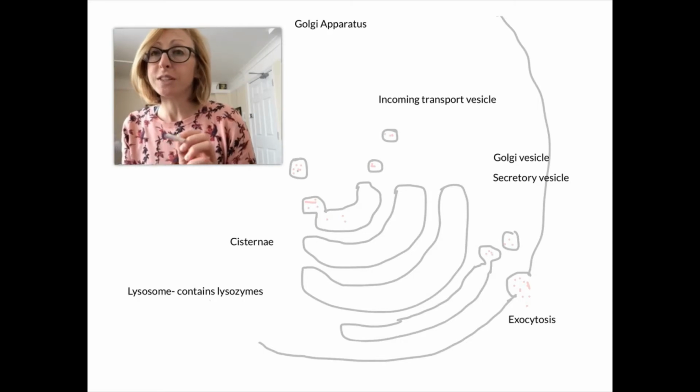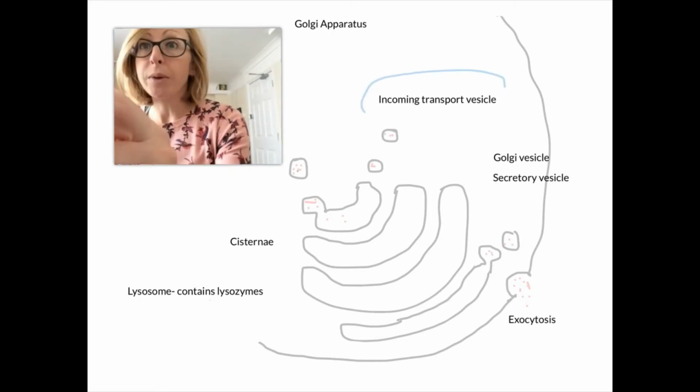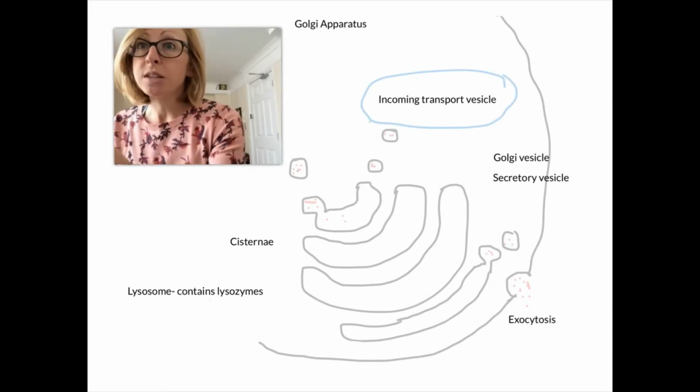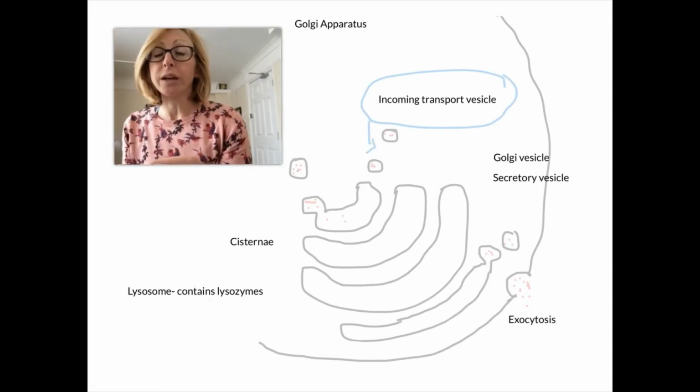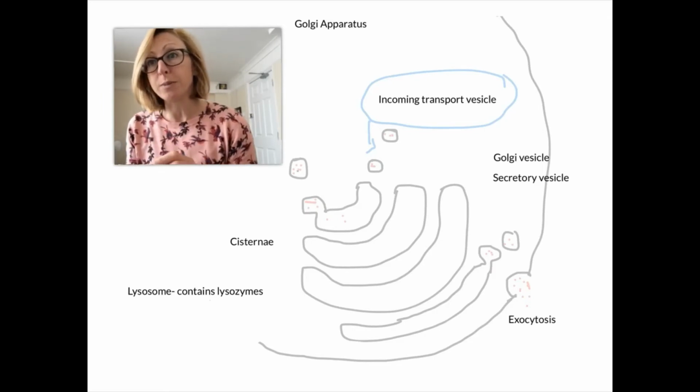what we can see in front of us here is the Golgi apparatus. Here at the top we've got some incoming transport vesicles, so they would have come from, depending on what they contain, the rough endoplasmic reticulum or the smooth endoplasmic reticulum.